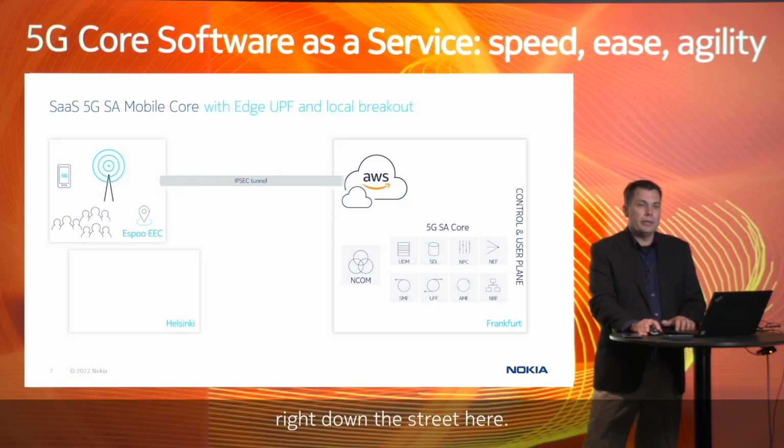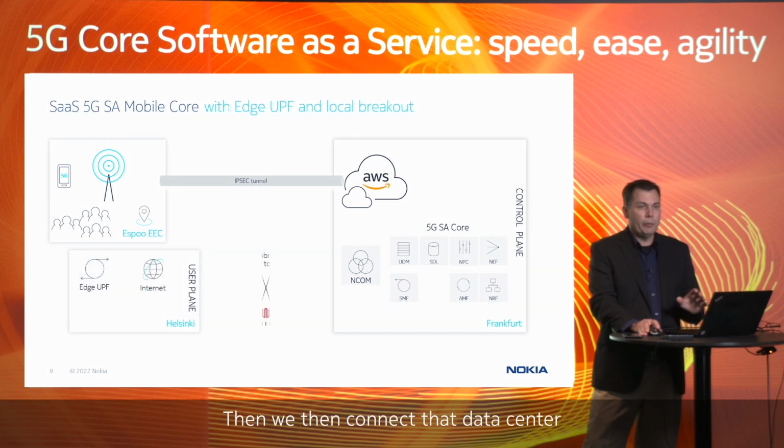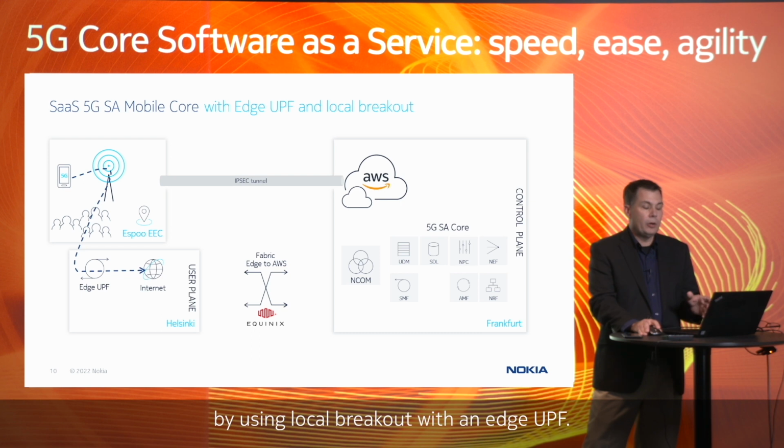I've got a data center right down the street here, and what if we moved the UPF from the AWS location to the Helsinki data center, in essence separating the user plane and control plane? Then we connect that data center back to the core that's running in AWS through a fabric. That allows us to keep the traffic local by using local breakout with an edge UPF. So let me show you how we do this.